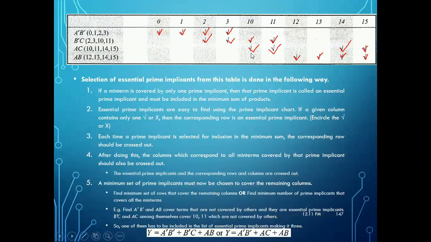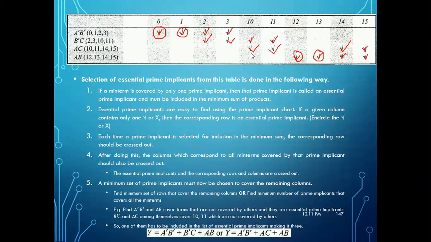Now you can see this particular column has one single tick mark. I mark it, and the next one also has a single tick mark, and 12 also has a single tick mark, 13 also has a single tick mark, and the rest all have double. So now this step is done.